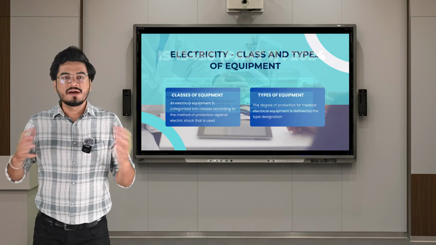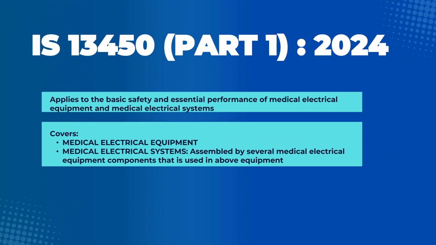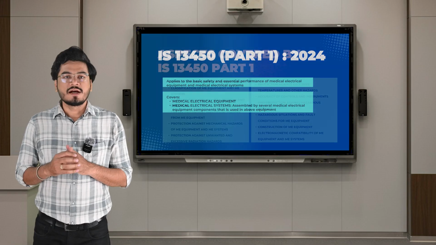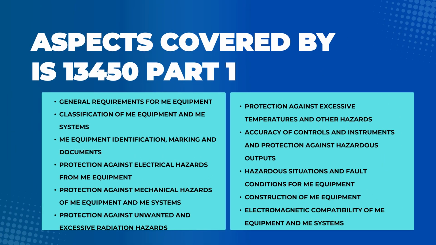Now we will learn about the IS 13450 Part 1 standard, which applies to the basic safety and essential performance of medical electrical equipment and medical electrical systems. This standard covers medical electrical equipment and medical electrical systems assembled from several medical electrical equipment components used in the above equipment. Aspects covered by IS 13450 Part 1: IS 13450 standards ensure safety covering general design, protection from hazard and electromagnetic compatibility.